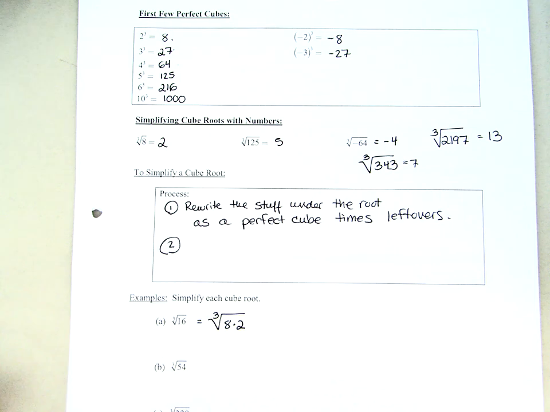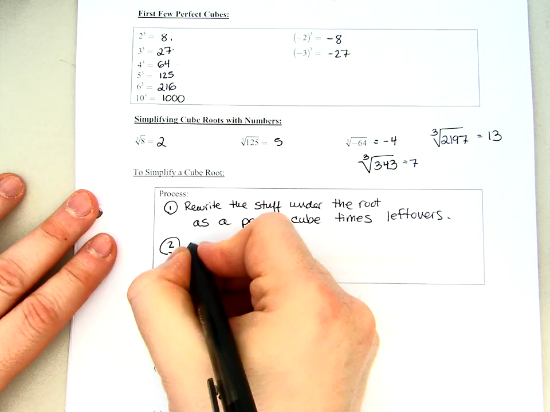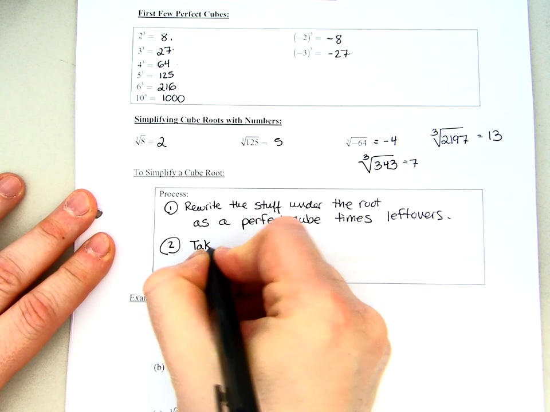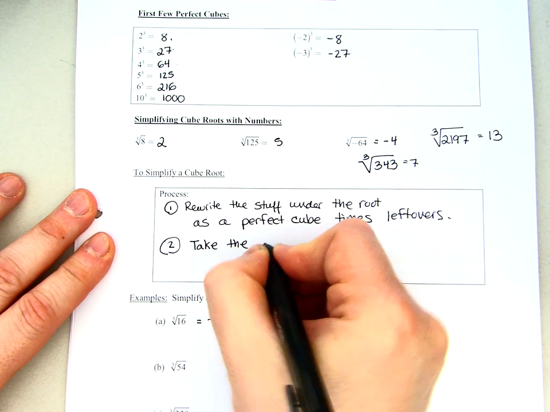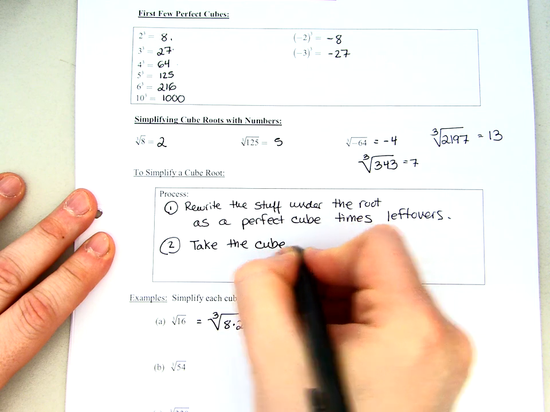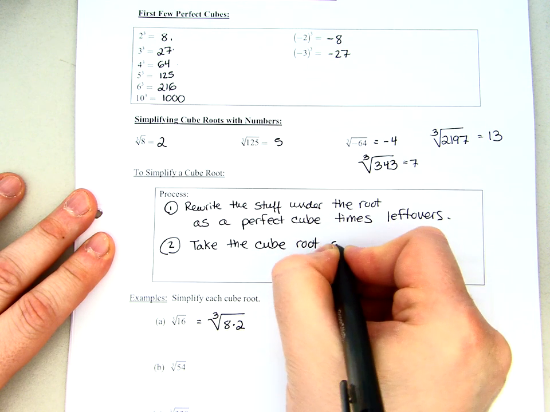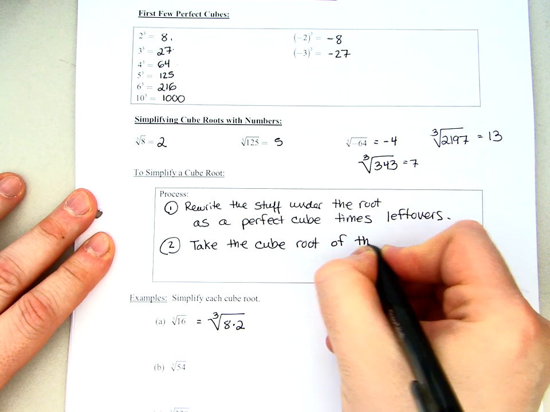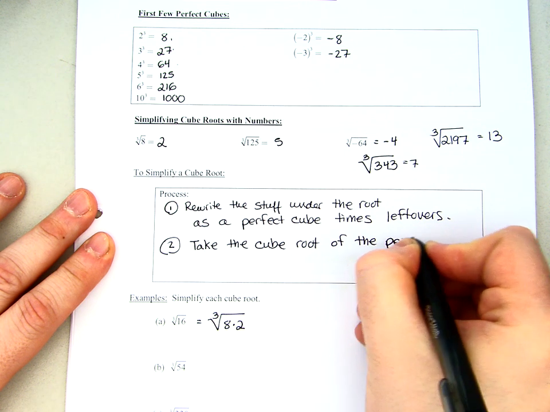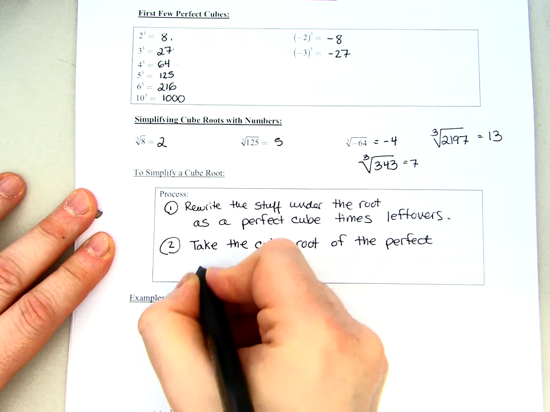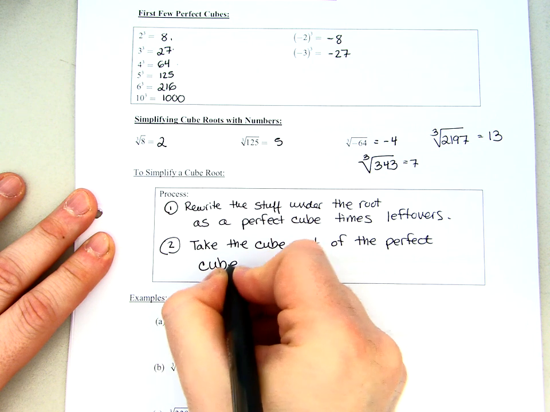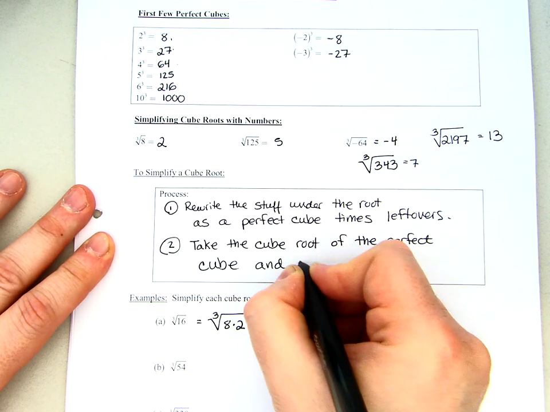Step number 2, I'm going to take the cube root of the perfect cube and move that outside the root.